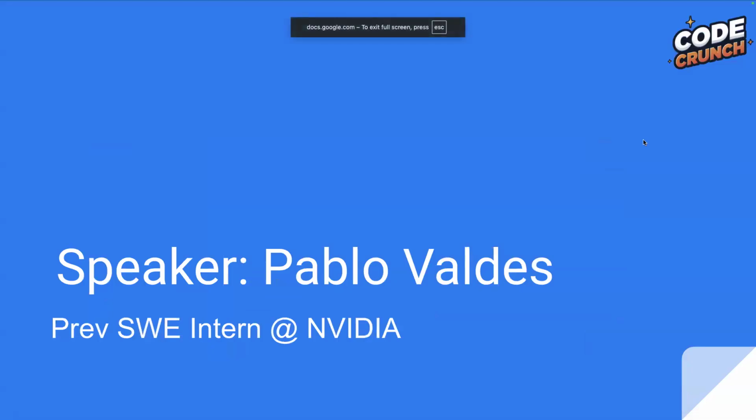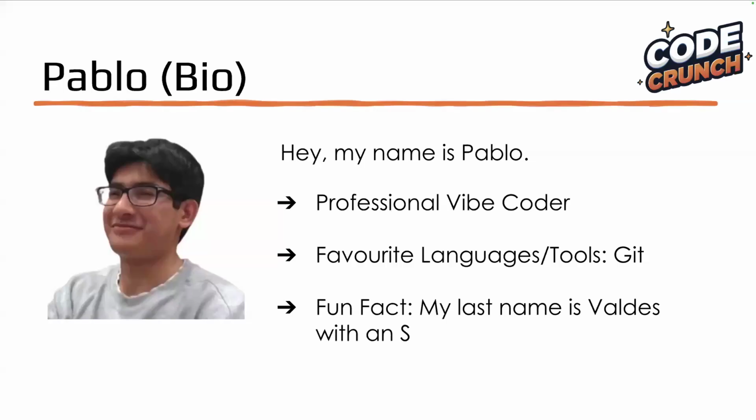Hello everyone. My name is Pablo Valdes. I'm a previous software engineer intern at NVIDIA, and I'm a computer science student at FIU. I'm currently a junior. And some fun facts about me: my last name is Valdez with an S, and I'm a professional vibe coder.